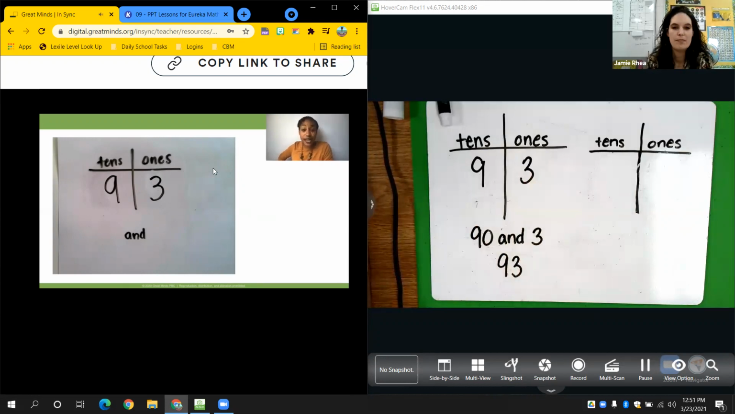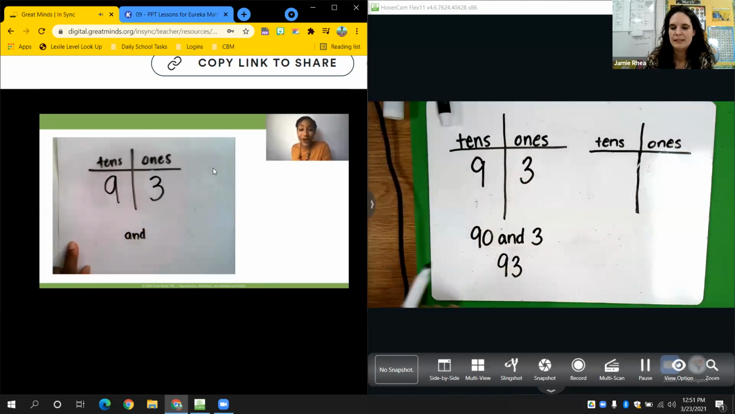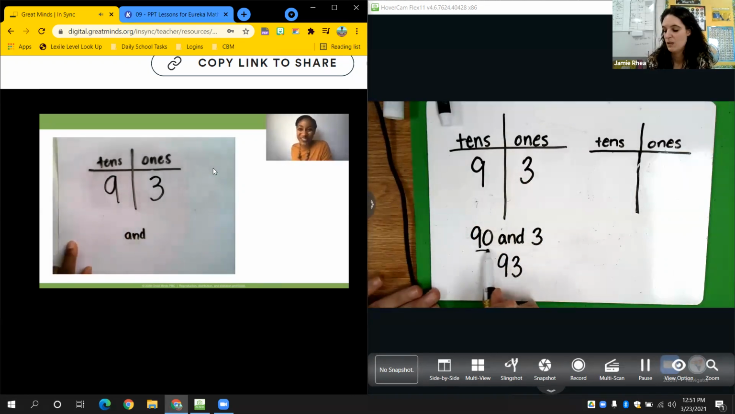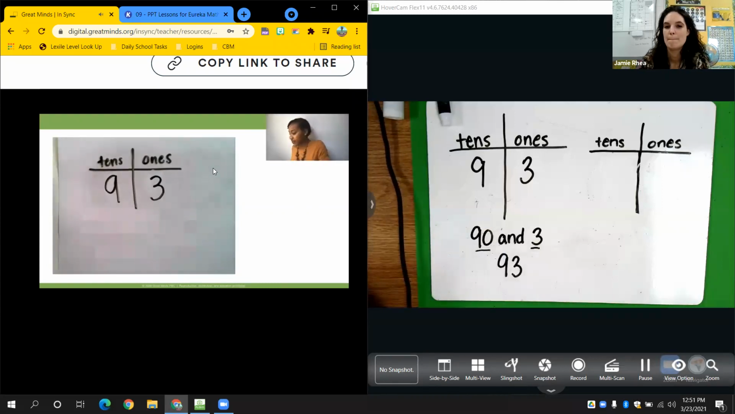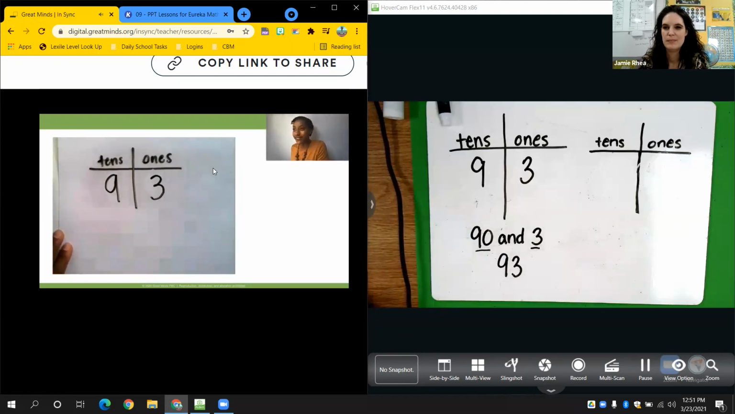Now go ahead and write. What is the value of the 9 tens and the value of the 3 ones? What are the 2 parts that can make up this number? I'll go behind my secret wall and then we'll check when we get there. 9 tens. I know that. Let's see if we're right. That's this number. 3 ones.